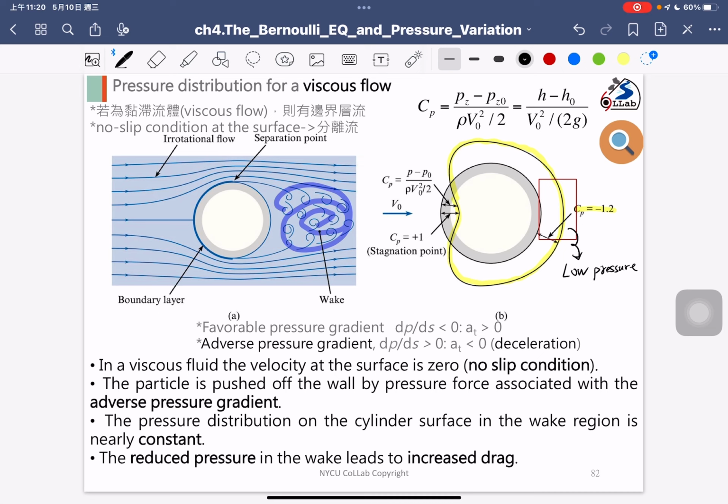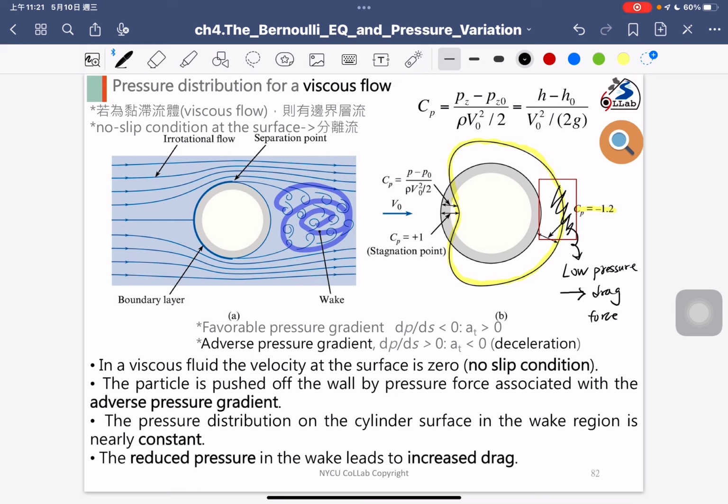That indicates, as I mentioned, the wake flow region is lower pressure. And if there is a lower pressure region, we will have the drag force in these directions. The drag force will overcome the particle moving to the left. So the drag force is in these directions. The drag force is caused by the lower pressure region in there.